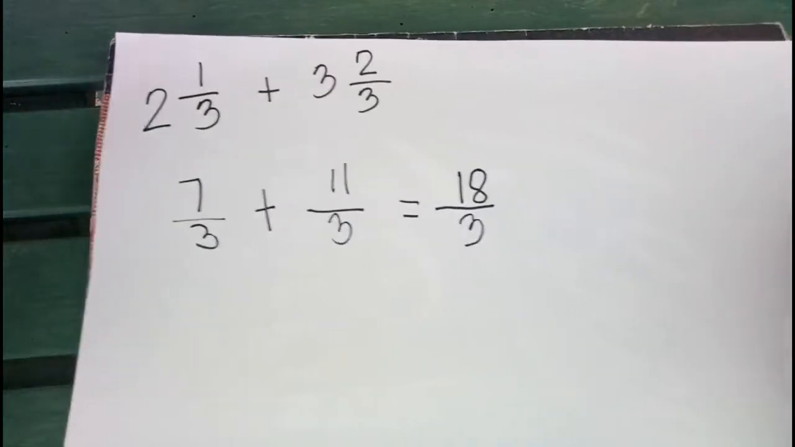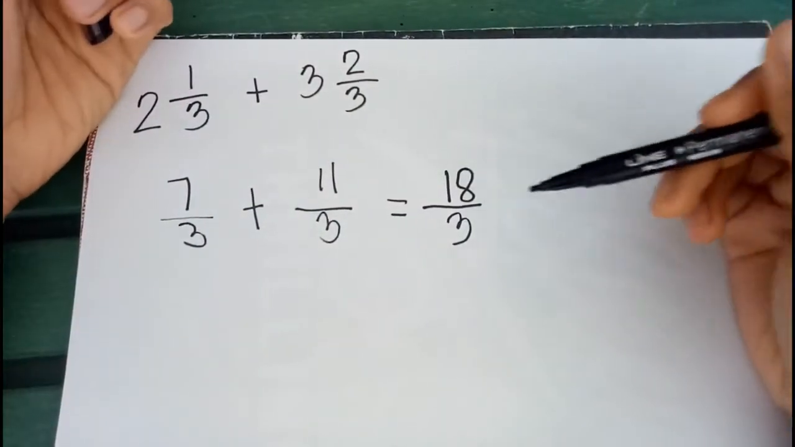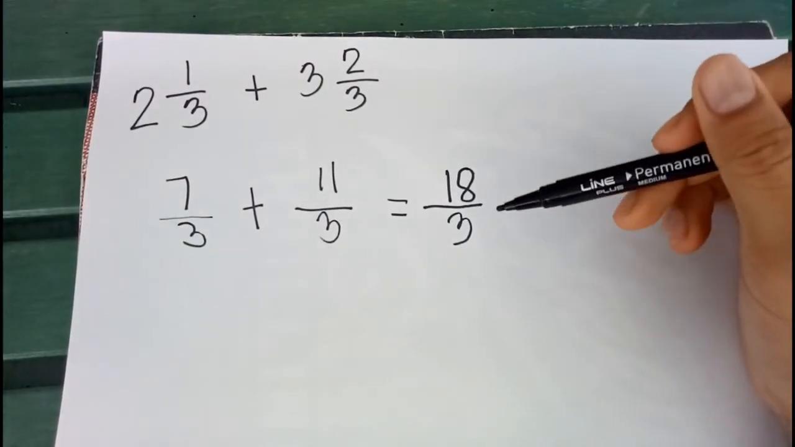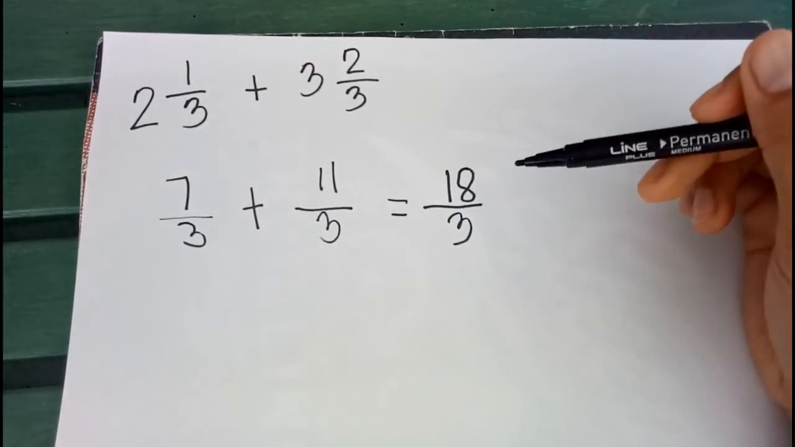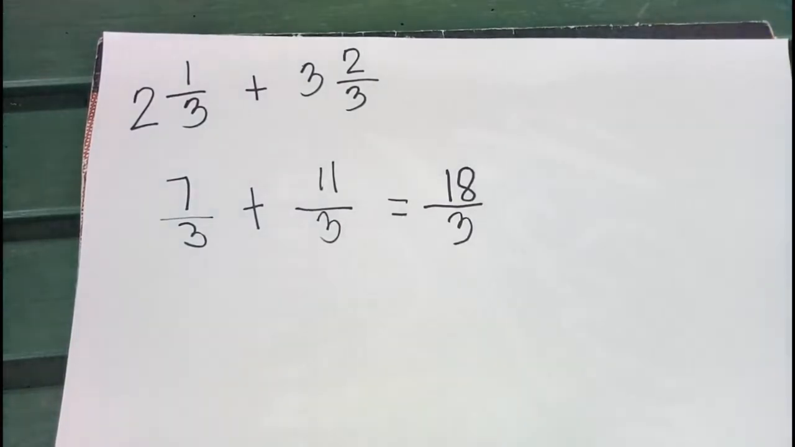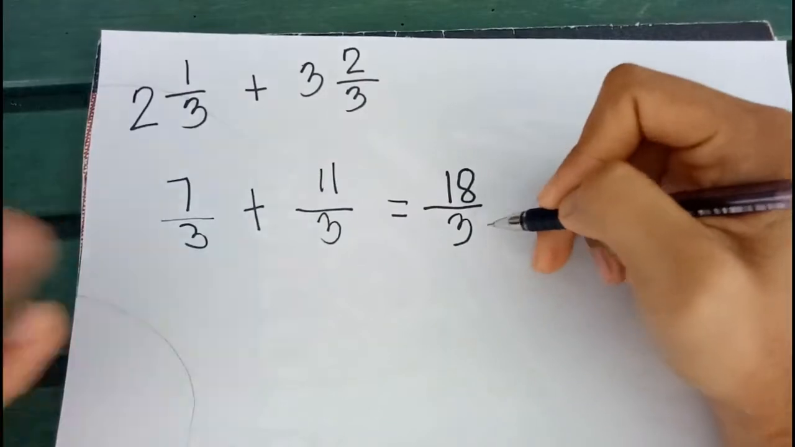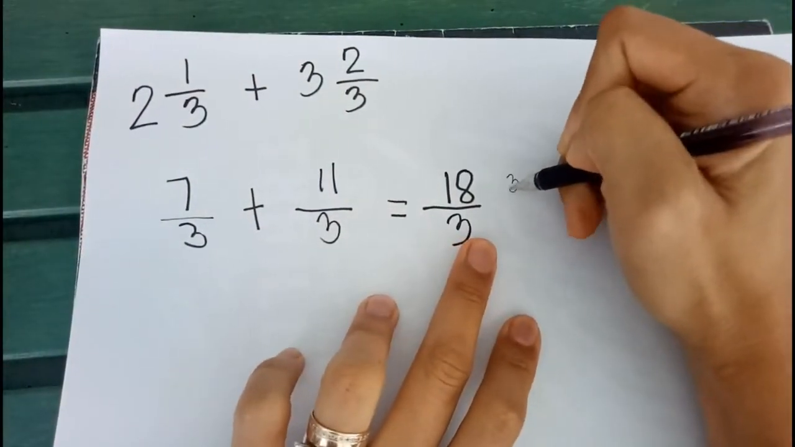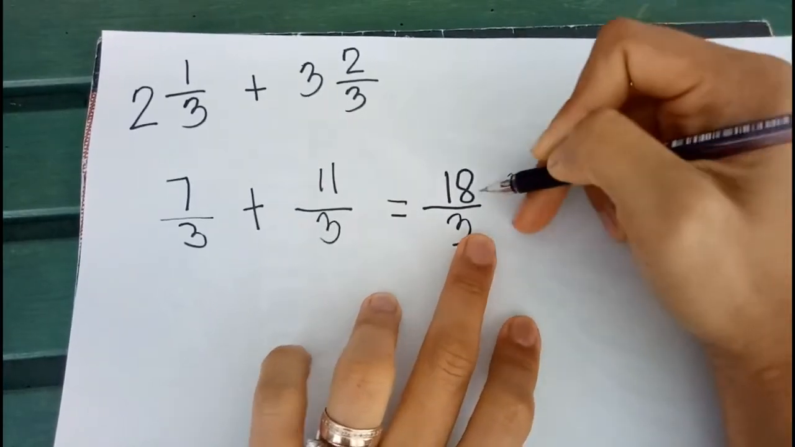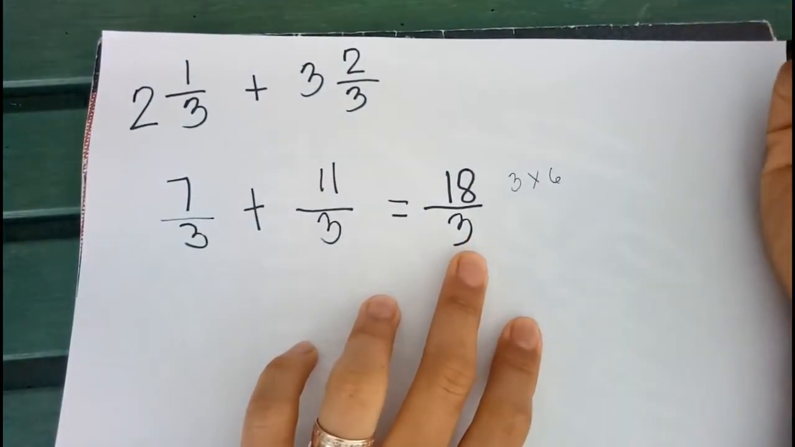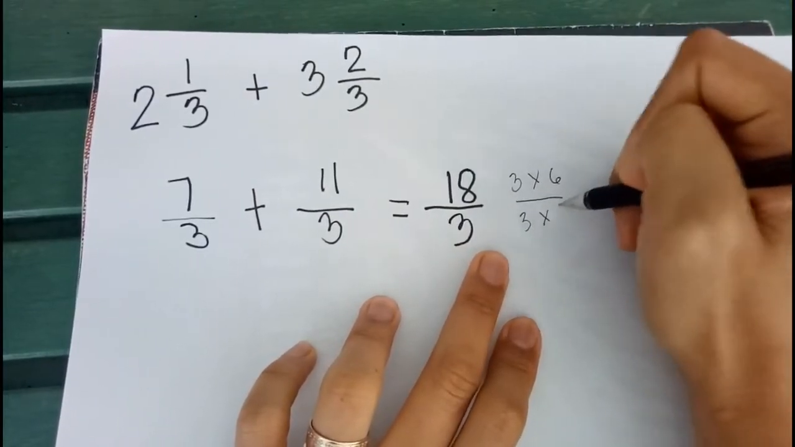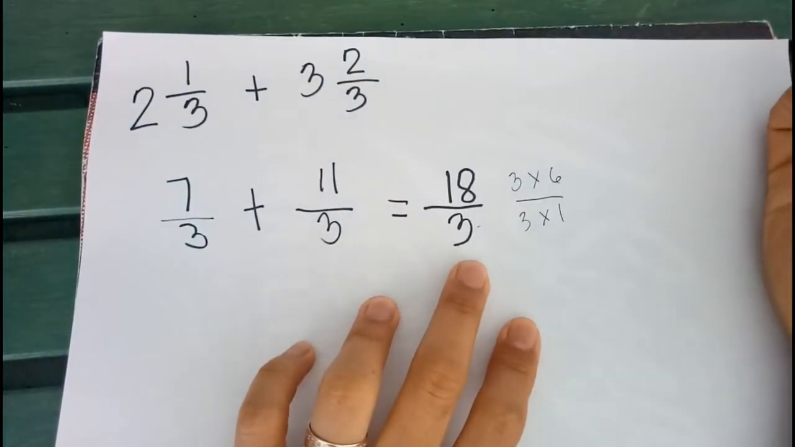Now you have to think, do we need to simplify 18 over 3? Think of the same number that can divide 18 and 3, or the same multiple. Now think, how do we get 18? We can get 18 by using 3. 3 times 6 equals 18. What about 3? How do we get 3? We can get that by multiplying 3 times 1 equals 3, right?